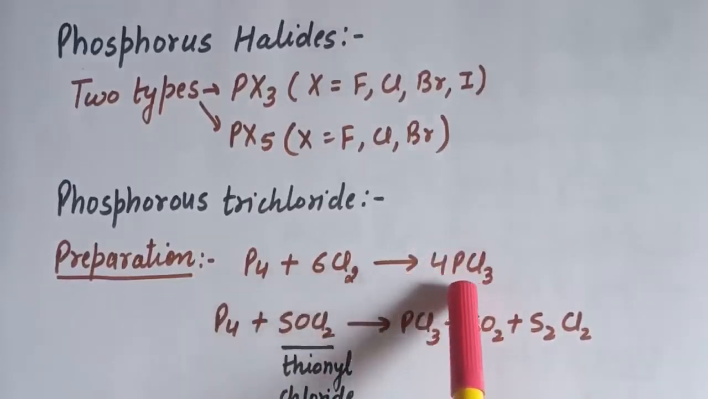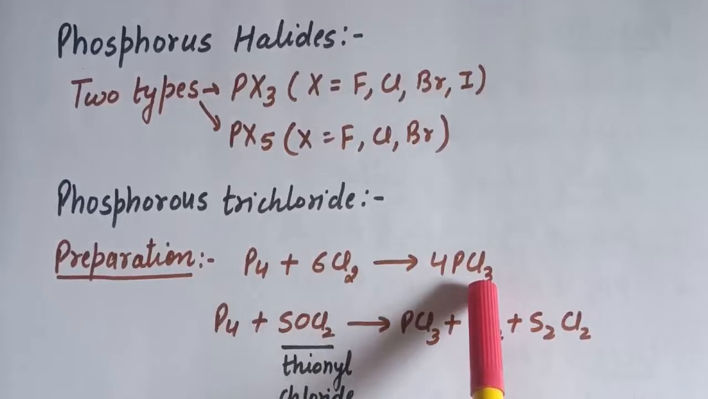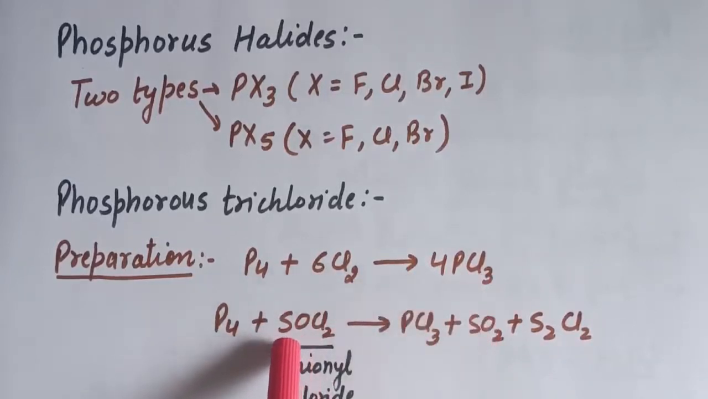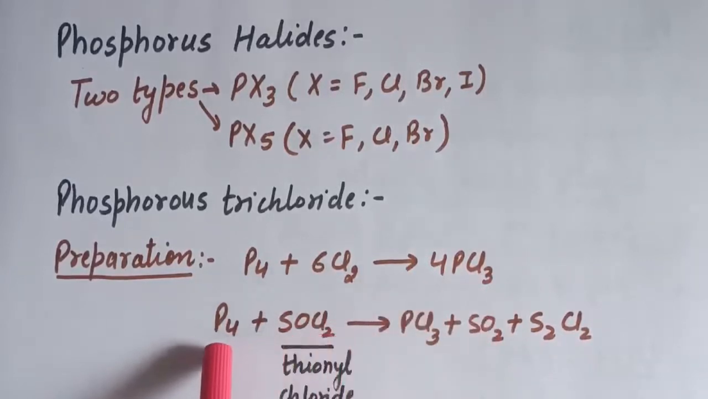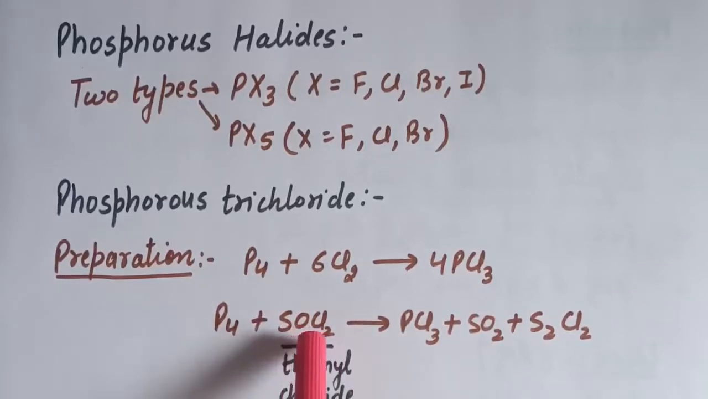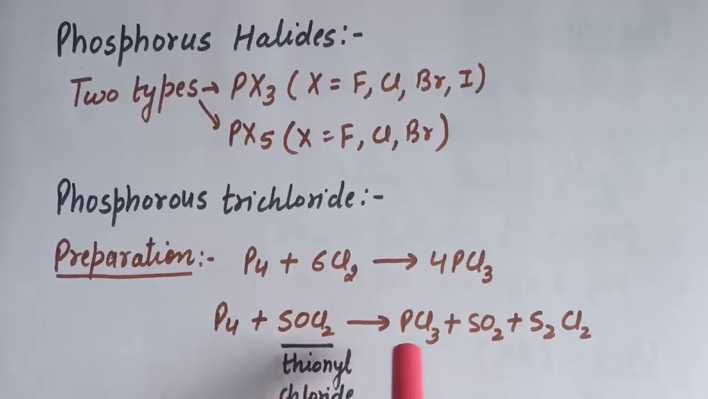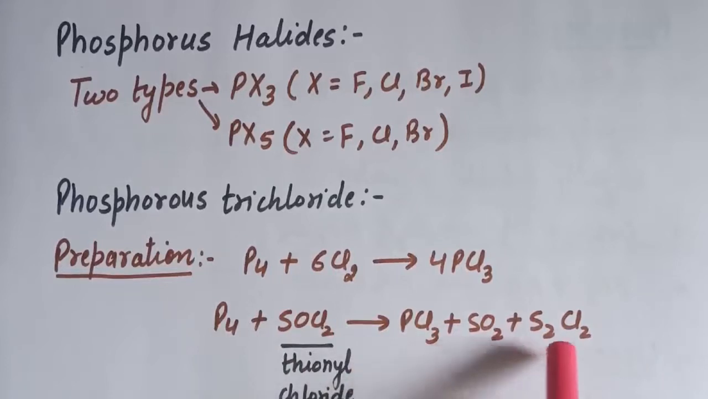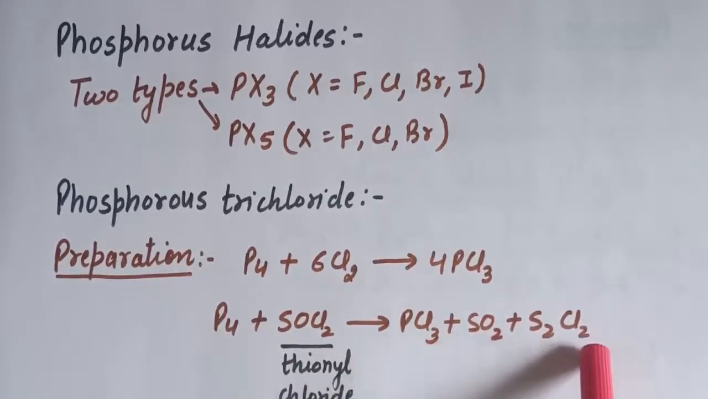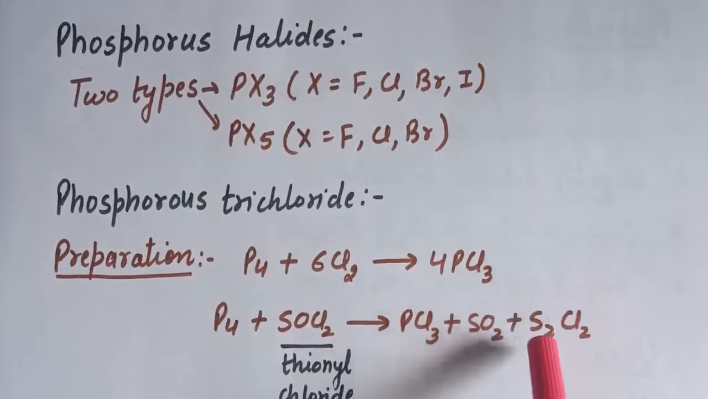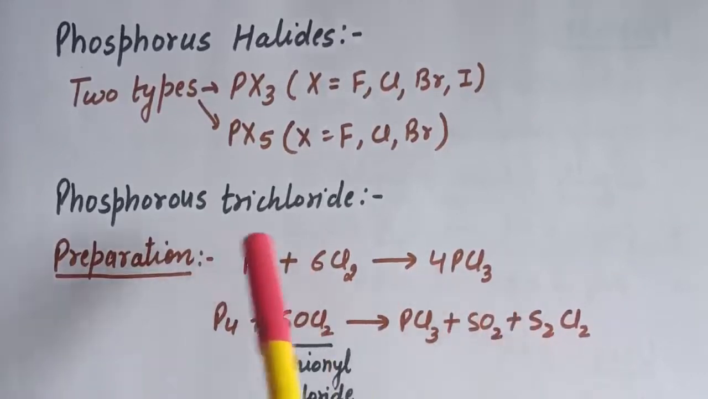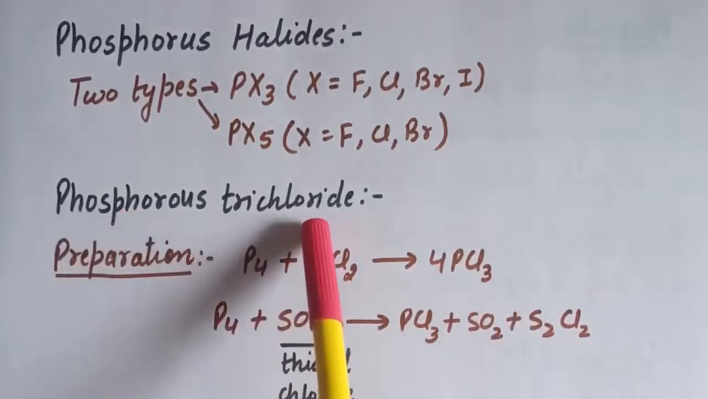This phosphorus trichloride is also prepared by thionyl chloride and phosphorus. That is, when we treat white phosphorus in presence of thionyl chloride, so what will happen? Phosphorus trichloride is formed. Along with phosphorus trichloride, SO2 and S2Cl2 is obtained. So these are the two preparation methods by which we can prepare our phosphorus trichloride.